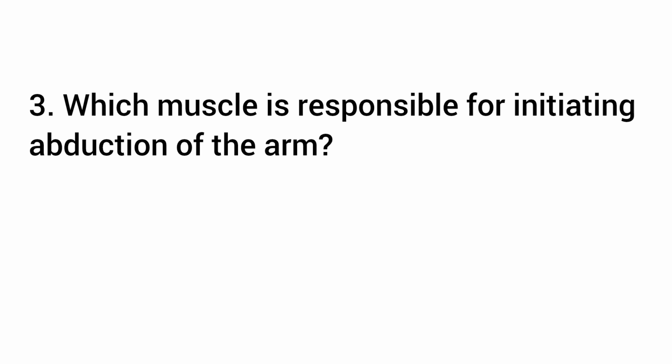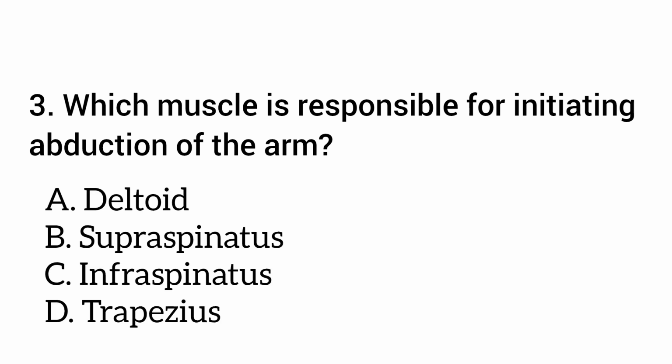Question number 3. Which muscle is responsible for initiating abduction of the arm? A. The deltoid, B. The supraspinatus, C. The infraspinatus, and D. The trapezoid. The most correct answer is B. The supraspinatus. The supraspinatus initiates the abduction, and then the deltoid muscle takes over.